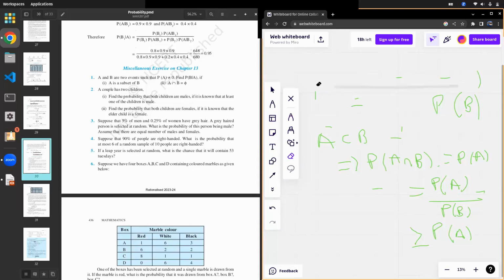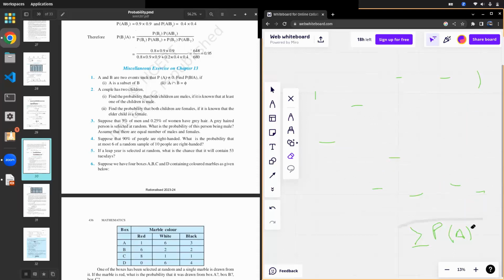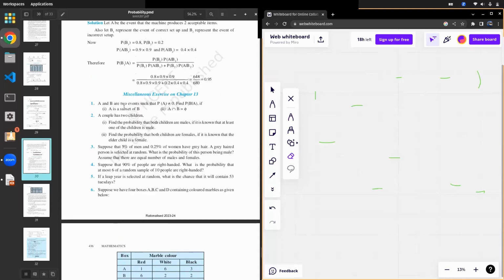Given that A and B are two events such that probability of A is not equal to 0, find P of B given A. So we can do this question by using the conditional probability formula. In the first part, it is given that A is a subset of B. As in the last question, we can say that probability of A intersection B is equal to probability of A.